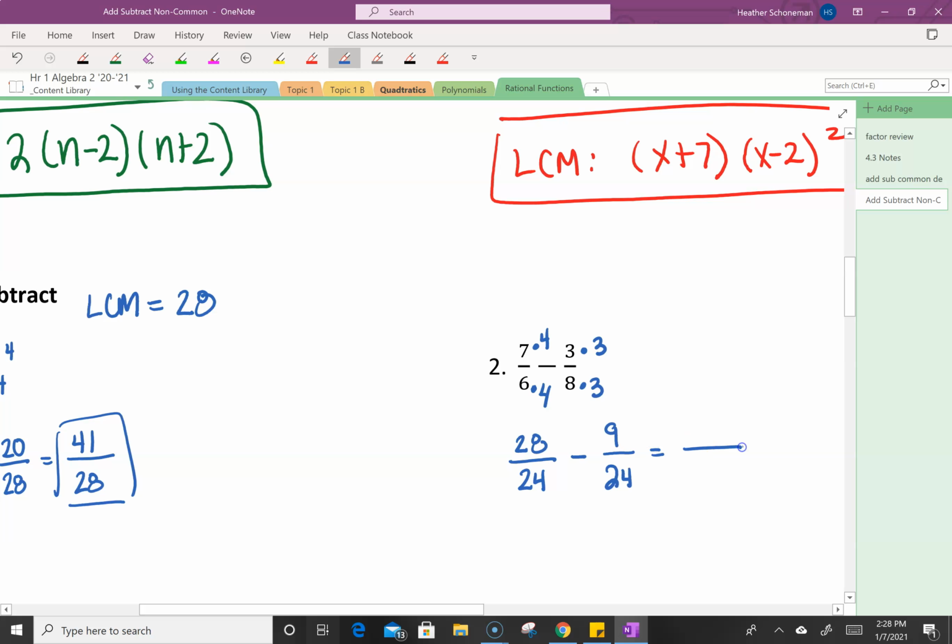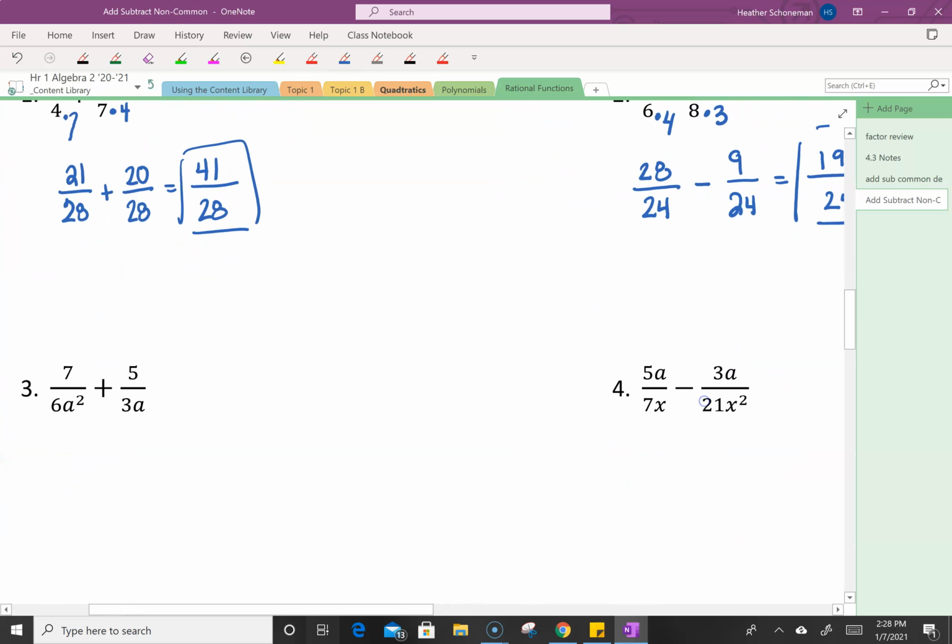So when I add or subtract, I keep the same denominator, and then with this one, I'm going to subtract the numerators, which would give me 19. And if that would reduce, then I would reduce that fraction. Okay, so let's try it again, but now we've got variables in the bottom.